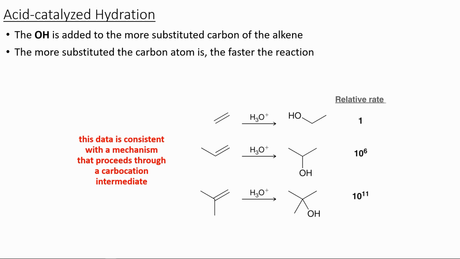The more substituted the carbon is, the faster this reaction will occur. And this is because the carbocation intermediate will be lower in energy. And so this data on the relative rate is consistent with the mechanism that we observe for this reaction. And you can see for a tetrasubstituted carbon at this point, we have 10 to the 11th reaction rate relative to just ethylene.